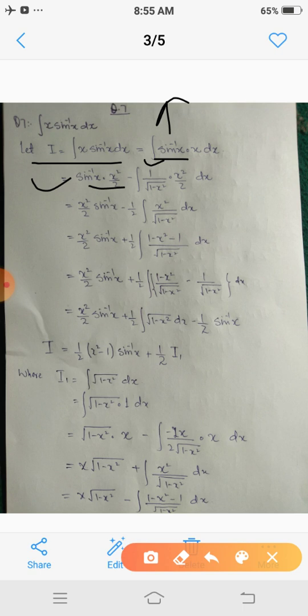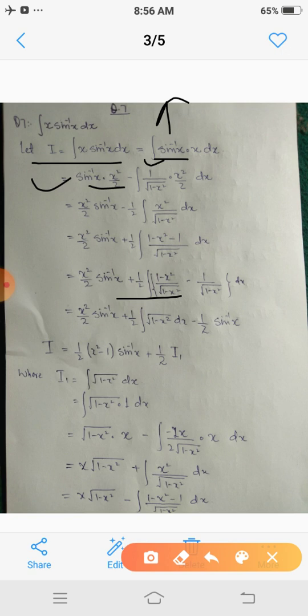Now add and subtract 1 in the numerator, which gives 1 minus x^2 minus 1 upon root of 1 minus x^2, because when we cancel and take the minus out, we get minus 1 by 2. Distributing the denominator, we simply get plus 1 by 2 times the integral of (1 minus x^2) upon root of 1 minus x^2 minus 1 upon root of 1 minus x^2.